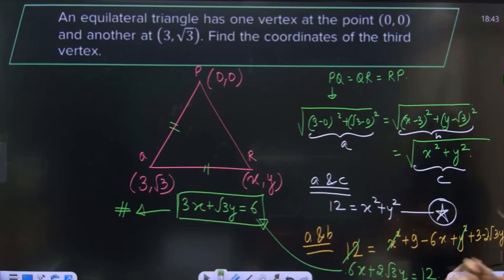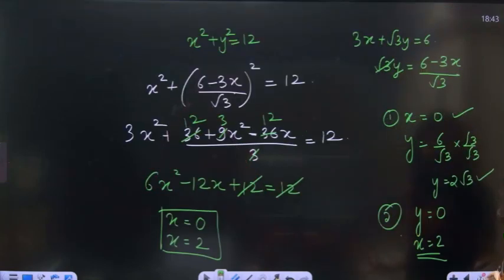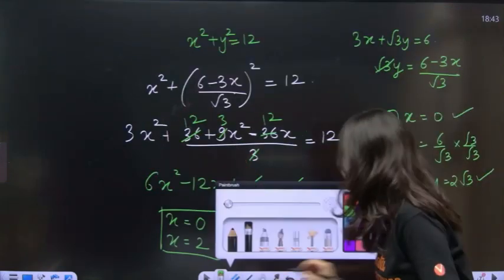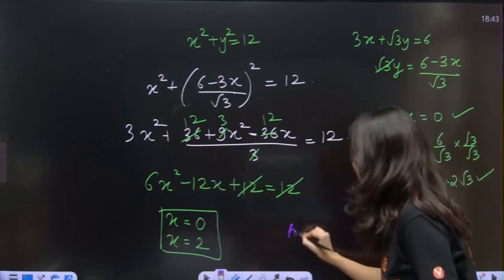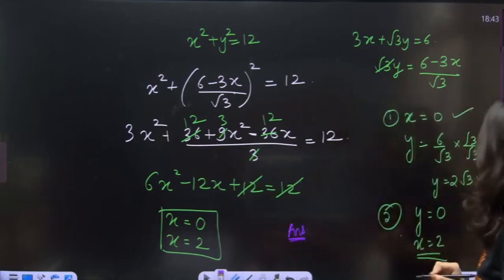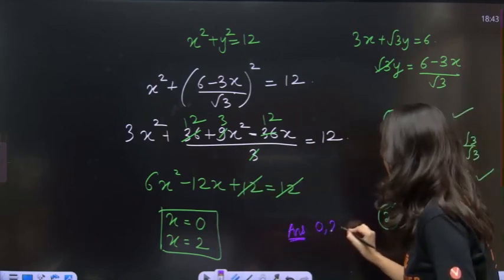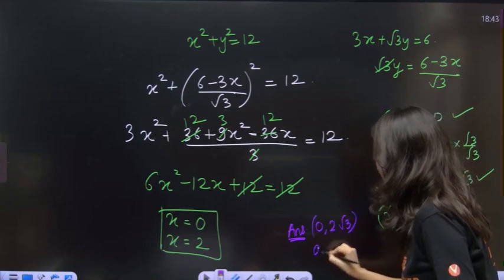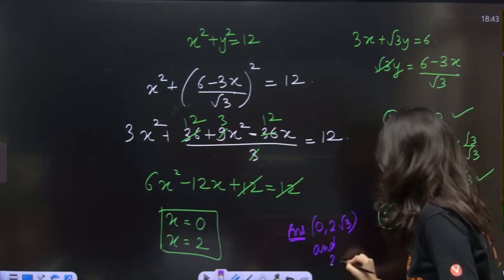Correct? So the coordinates of the third vertex have two options. So the final answer will be what? Tell me. Final answer, everybody. It is going to become (0, 2 root 3) and (2, 0).